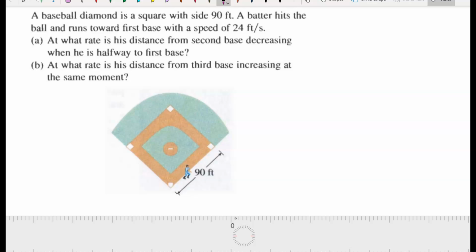A baseball diamond is a square with a side of 90 feet. A batter hits the ball and runs towards first base, that's right over there, with a speed of 24 feet per second. And my first question is, at what rate is his distance from second base, right up there, decreasing when he is halfway to first base?